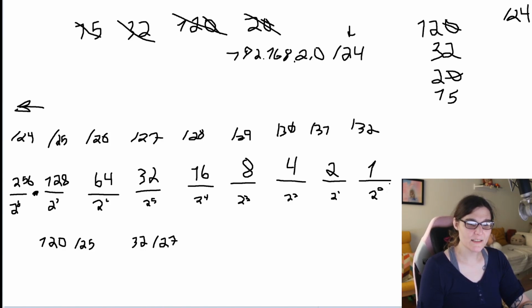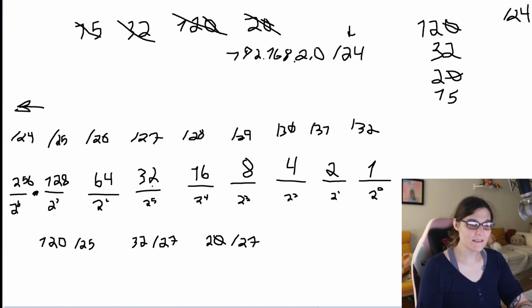Next, number 20. What will fit 20? 16 won't fit 20, 64 will fit 20, but 32 is the smallest that will fit 20. So this is also going to be a /27 network. So we take the 20, all right, and that is also a /27 network. Now we have 15.